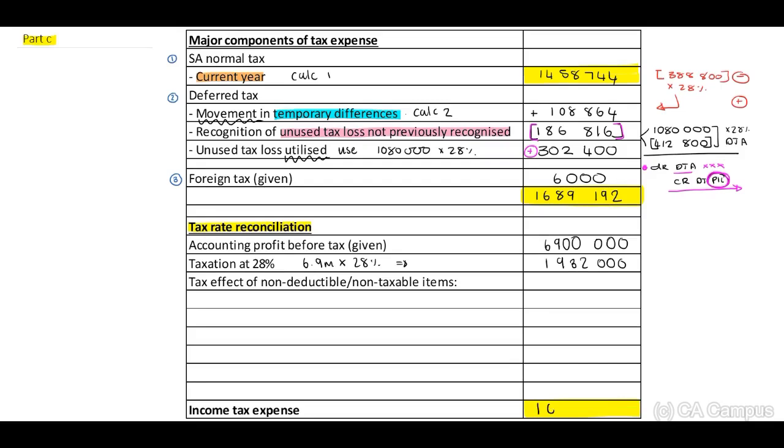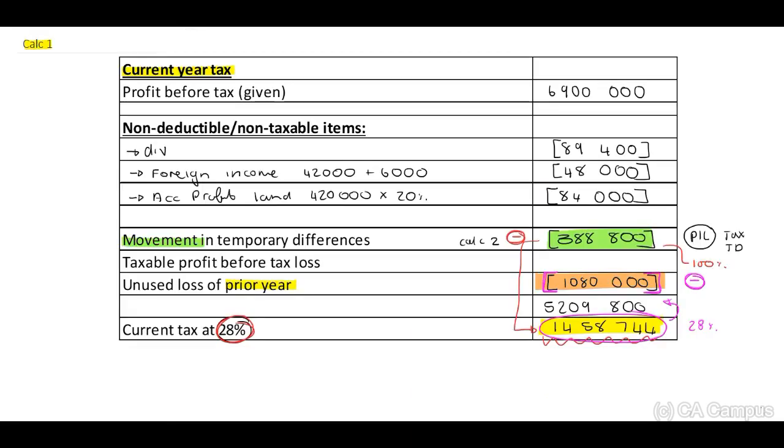Therefore, 1689192. Now, how do we get from the 1.9 million to the 1.6 million? What is included at the top and not at the bottom? Let's think about this one. Okay. Now, first, always your easy one, guys. You will be guided by your non-deductible, non-taxable items.